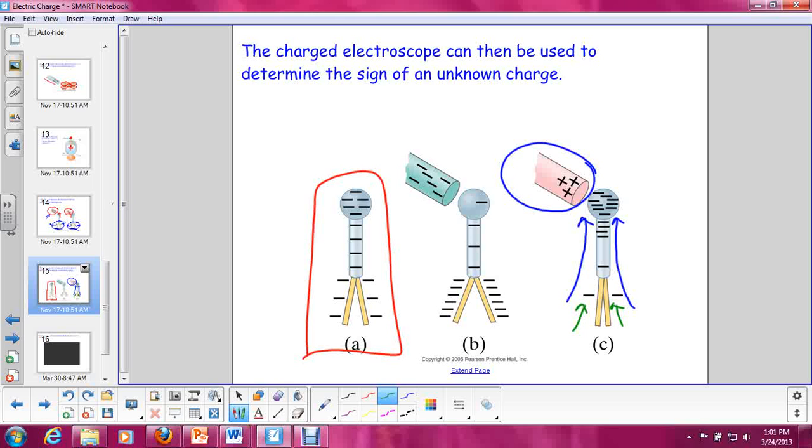So with your electroscope, if you give it a charge and bring an object toward it and the leaves move apart, your object has the same charge as the electroscope. If you have your charged electroscope and you bring an object toward it and the leaves come together, you have an oppositely charged object from your electroscope.